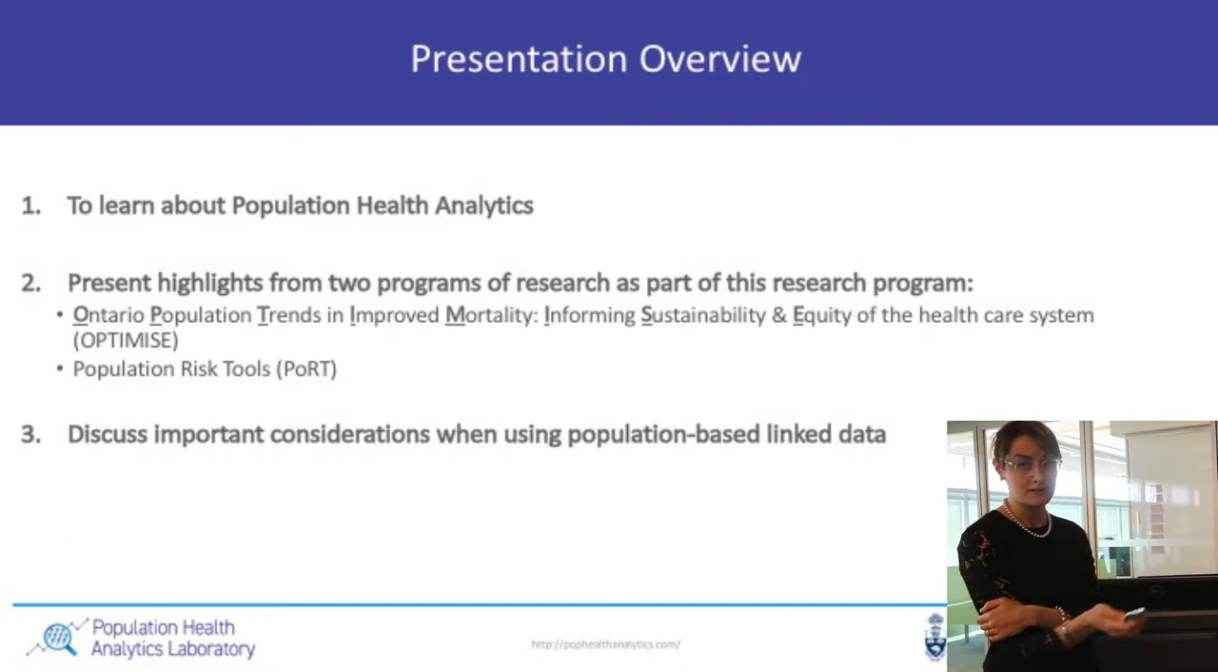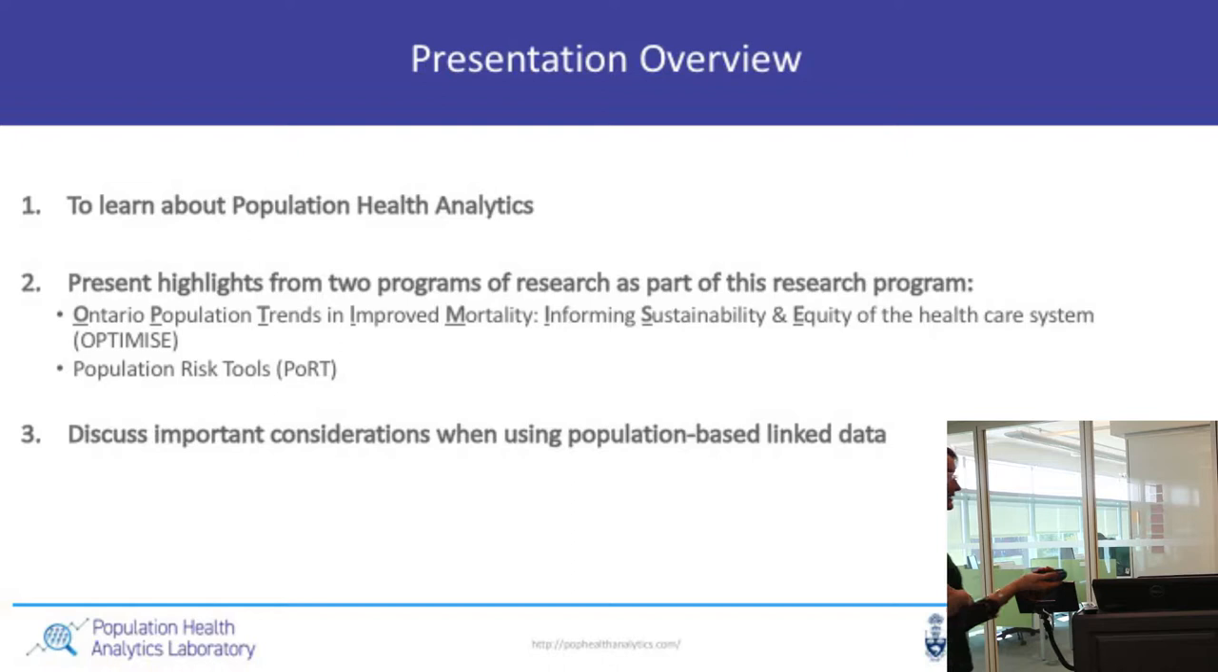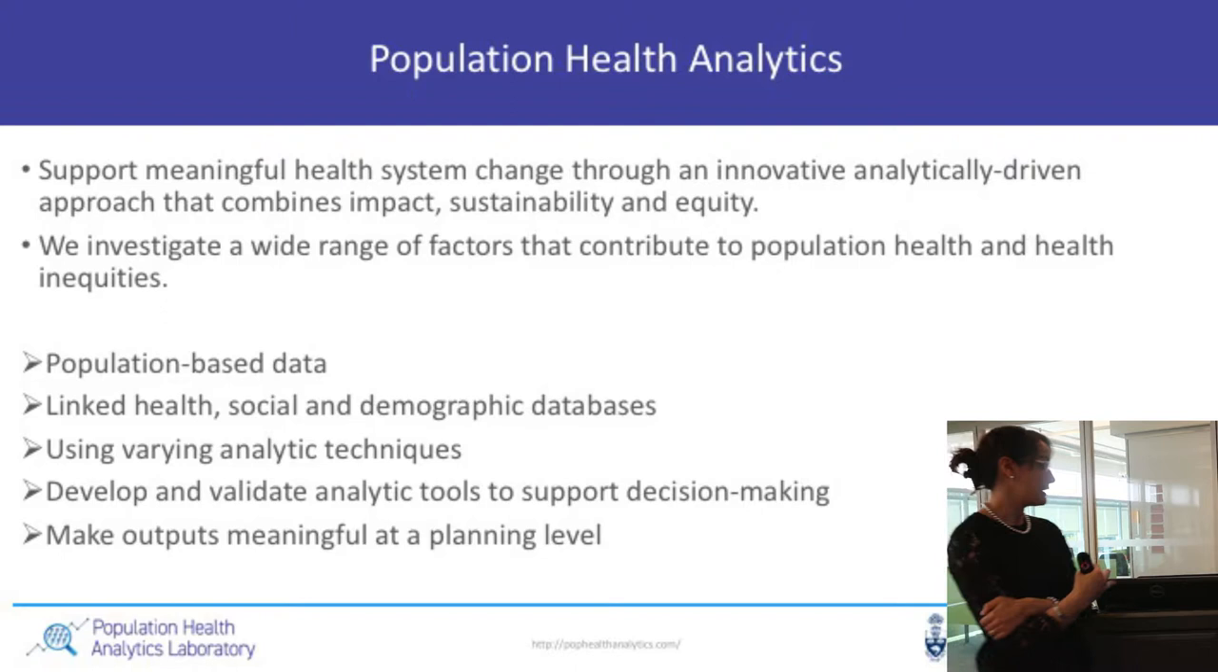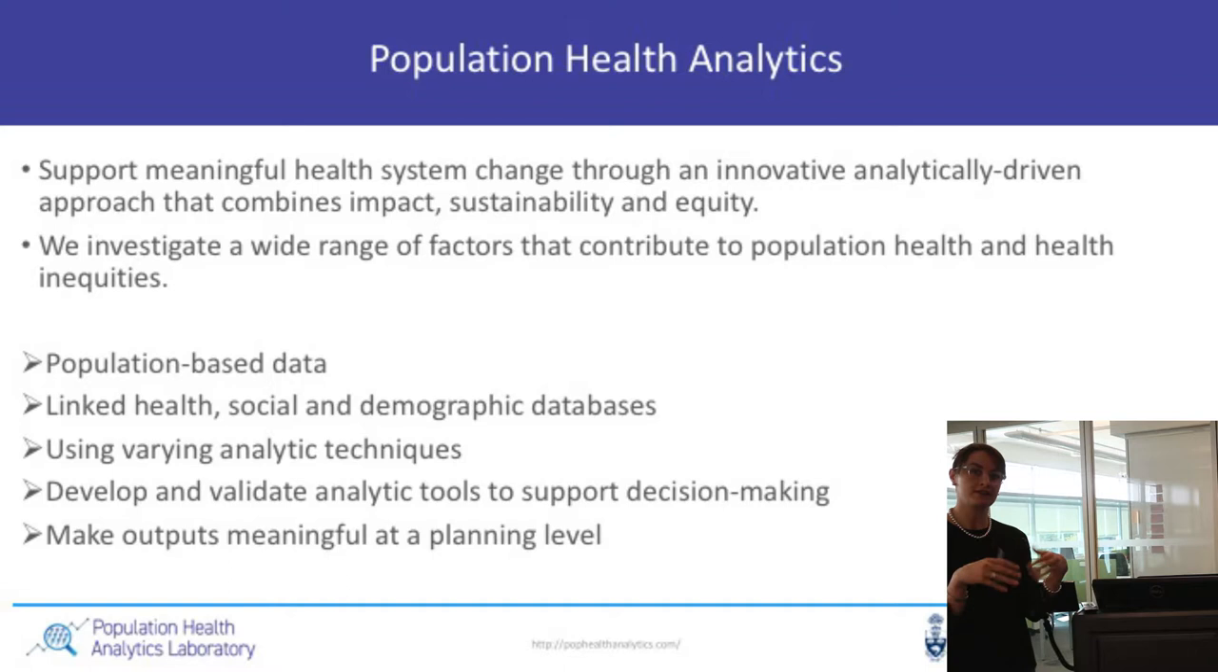So the goal of what we do in population health analytics is all about supporting health system change and informing health system action. It's driven through analytics, and we focus on three areas: population impact. What I mean by that is we're always looking at what happens at the population level, and I'll give you examples of that. We do look at important priority subpopulations, certainly, but always trying to flip that into context of what that means overall.